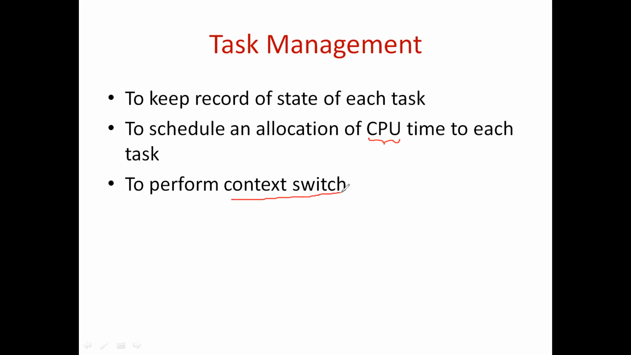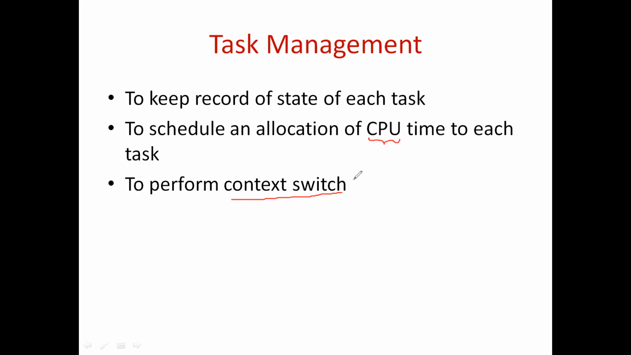Context switching is nothing but saving the status of the task that is currently using the CPU and restoring the status of the task that is being allocated. Once the task is completed or interrupted, it is required to save the status of each task. That mechanism is provided by task management. So these are the important functions of task management.